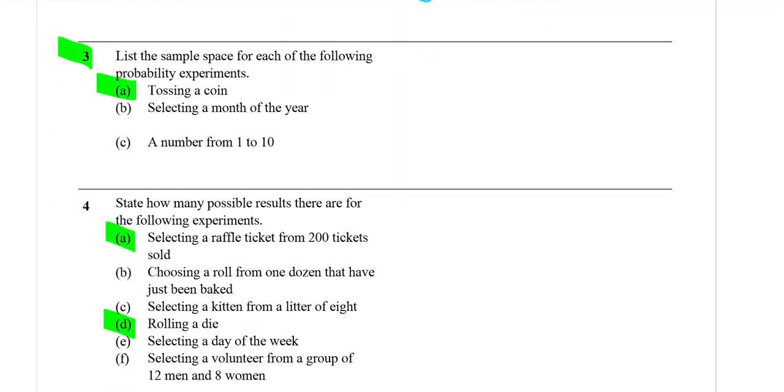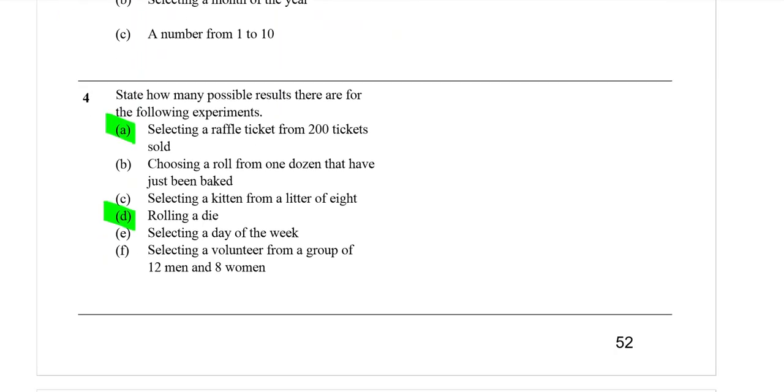Question 3. List the sample space for each of the following. To list a sample space, the correct way to do it is to start with an S for sample space equals, and then you open some big curly brackets and you list the possible outcomes inside. So for a coin, you could get a head or a tail, and then you close the bracket up.